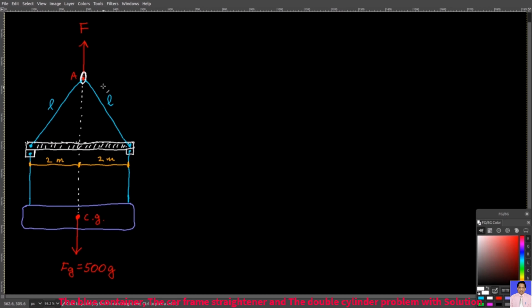Welcome back. I have a problem here. I have this blue container. The force of gravity of this blue container is 500 G.